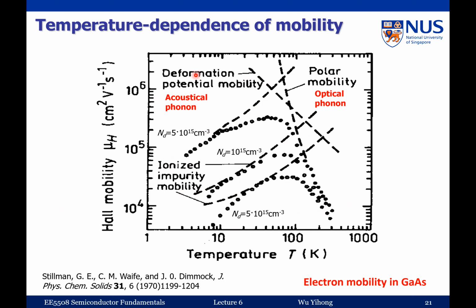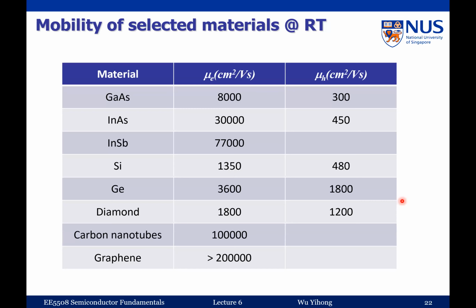Because according to acoustic phonon, you would follow this line, but actually you can see that it decreases much faster. So this is due to the optical phonon effect. Okay, so you can see it is much faster. So it means the optical phonon effect is much stronger in gallium arsenide than in silicon.